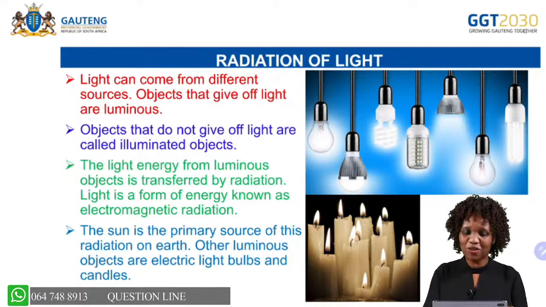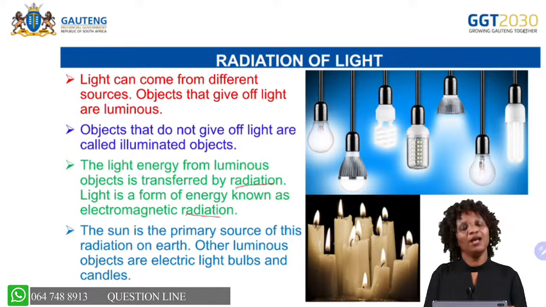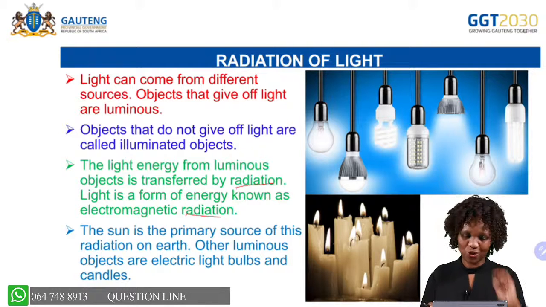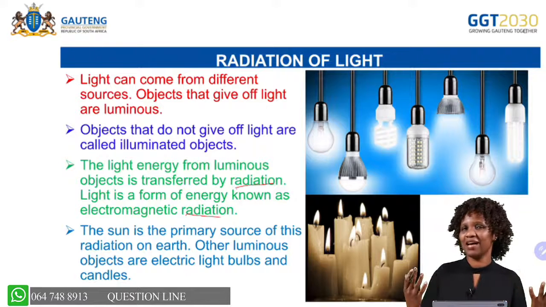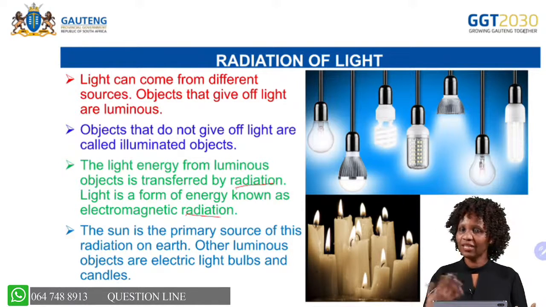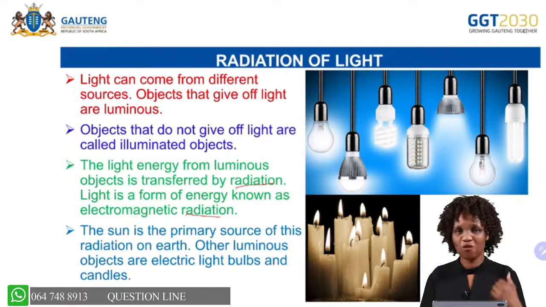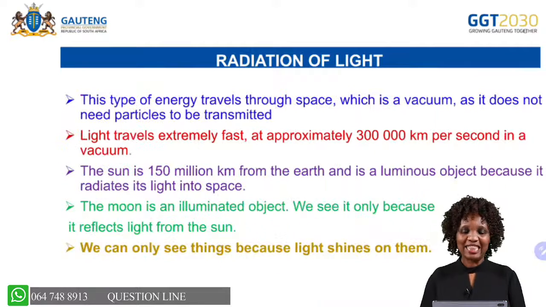The light energy from a luminous object is transferred by radiation. Light is a form of energy known as electromagnetic radiation. The sun is the primary source of light. You get that, grade 8? The sun is the primary source of light. And then other luminous objects are, for example, light bulbs, burning candles, and fire. Those are examples of luminous objects.